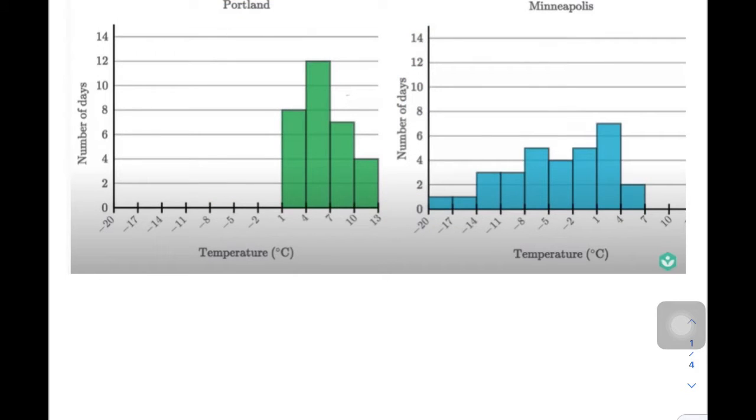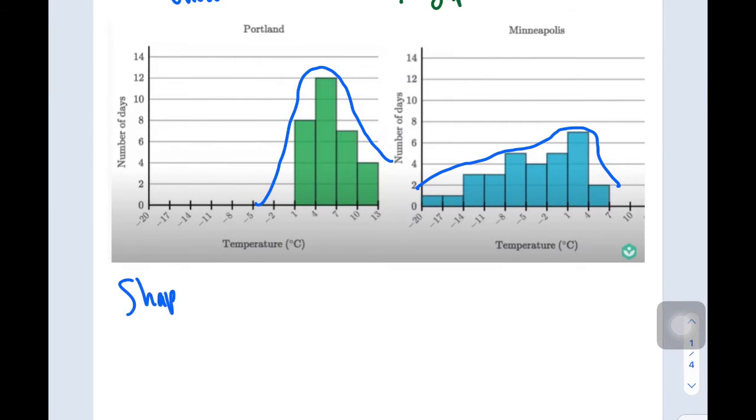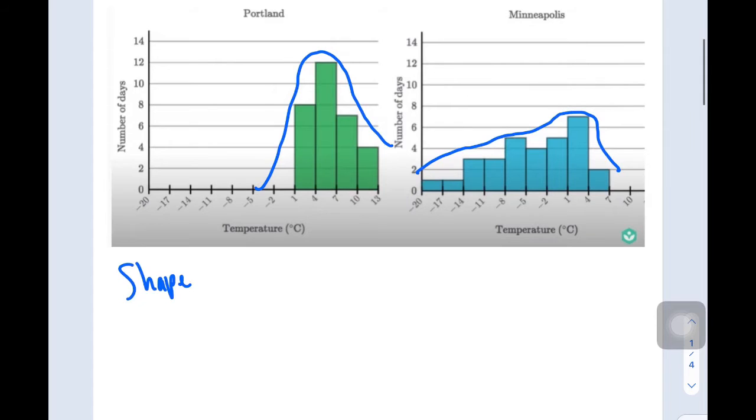So let's talk about the two compared to each other. With histograms specifically, I like to draw an outline of the shape, and to me that gives me a better picture of what the distribution looks like. So in terms of shape, what can we say about Portland? Well, we can say that this one's unimodal. Right, it's got one mode at the top there. Now, is it symmetric? Yeah, I would say it's pretty symmetric. Roughly symmetric, we'll say. It's unimodal, roughly symmetric.